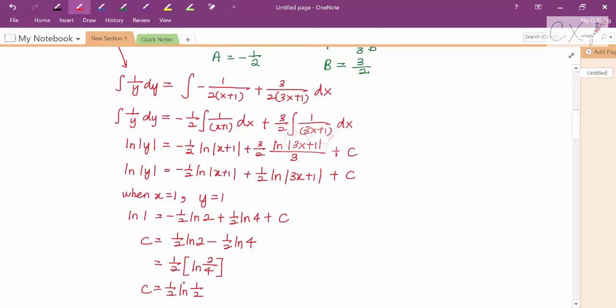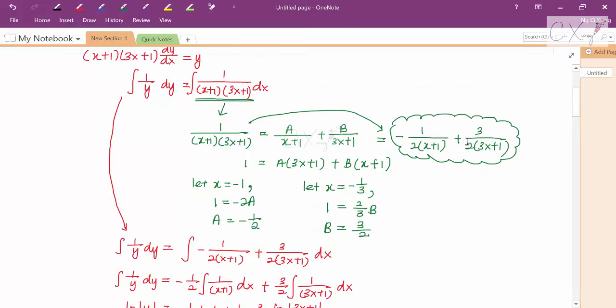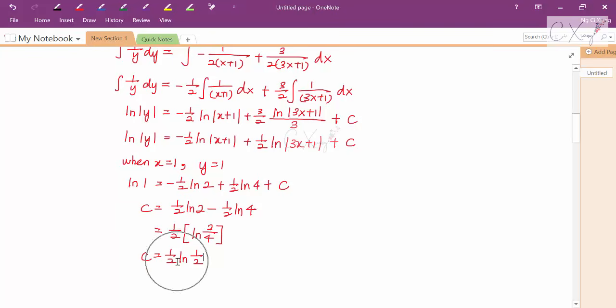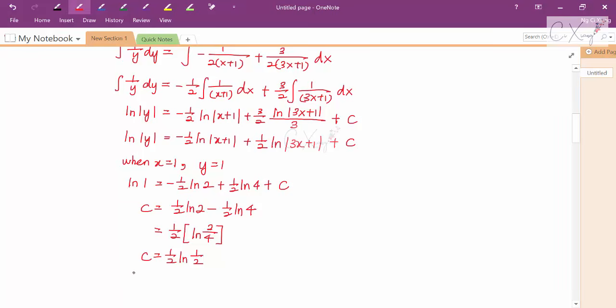Then now I want to answer the question. The question wants us to find out the exact value of y when x equals 3. Okay, so when you get the value for c, that means you already solved the differential equation. So if you want, you can rewrite it again. That means your solution will be ln y equals negative 1/2 ln (x + 1) plus 1/2 ln (3x + 1) plus c, so it is 1/2 ln (1/2). This is actually your solution to the differential equation after you get the constant term c.